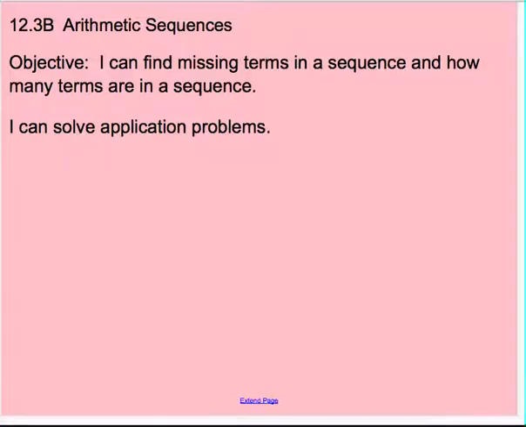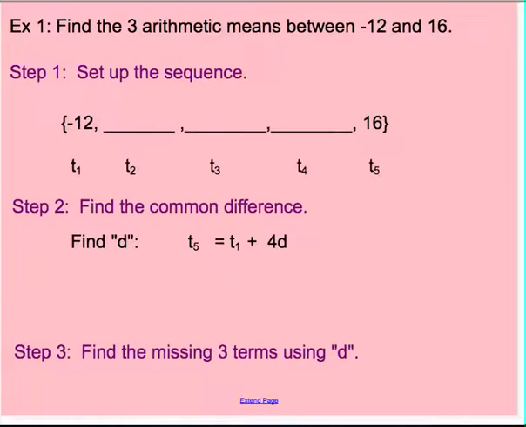At day 2 of arithmetic sequences, we're going to find missing terms in a sequence and how many terms are in the sequence, as well as looking at some application problems. So our first example is we're looking for the arithmetic means between -12 and 16. So what that means is the terms between those two.